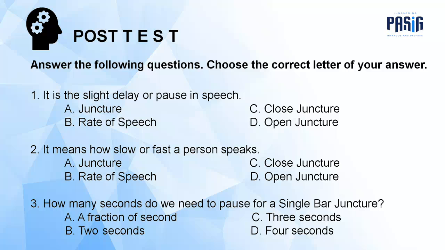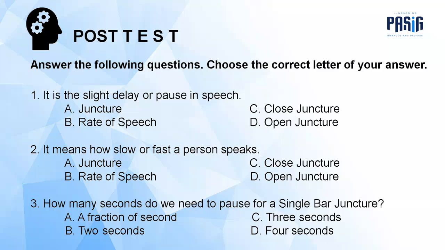Number 1. It is the slight delay or pause in speech. Is it A, juncture, B, rate of speech, C, close juncture, or D, open juncture? Number 2. It means how slow or fast a person speaks. Is it A, juncture, B, rate of speech, C, close juncture, or D, open juncture?